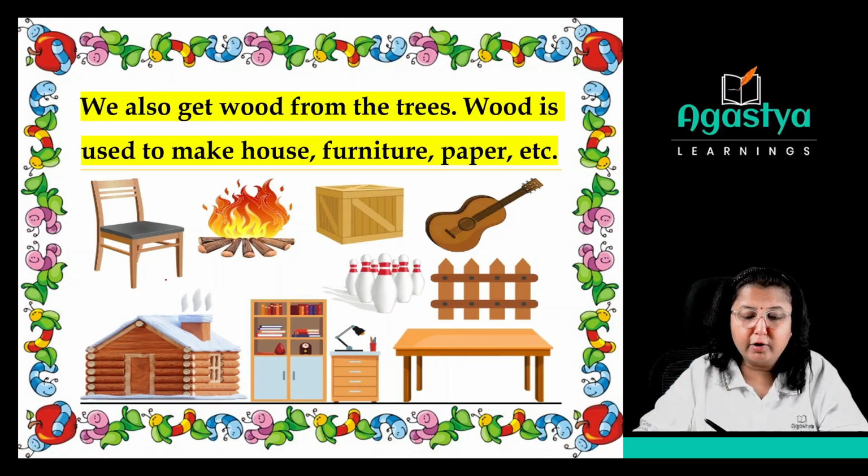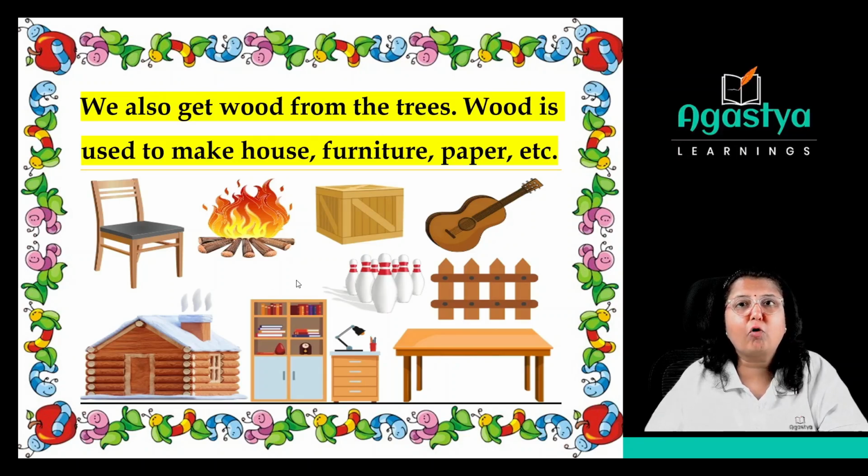We are getting furniture items. We use it as fuel to burn. We can make musical instruments, we can make toys, and we can even make houses. So these are the different uses of wood which we get from plants.